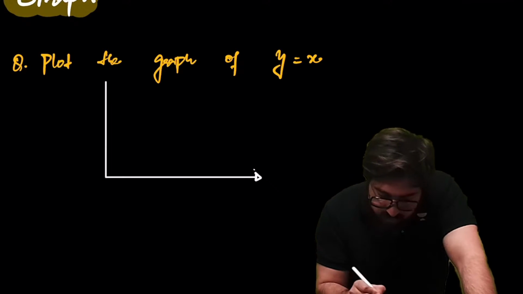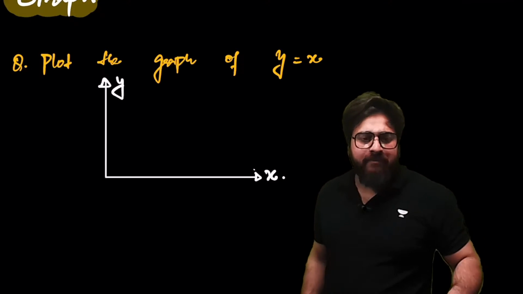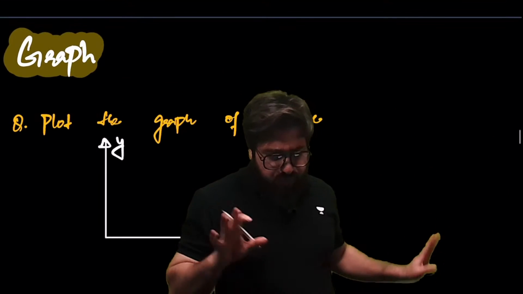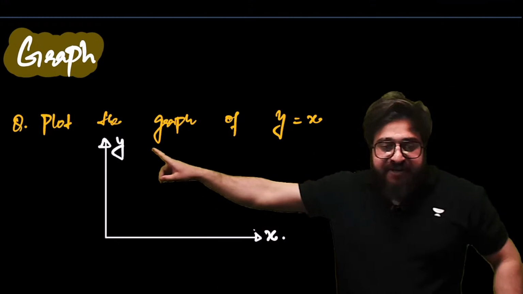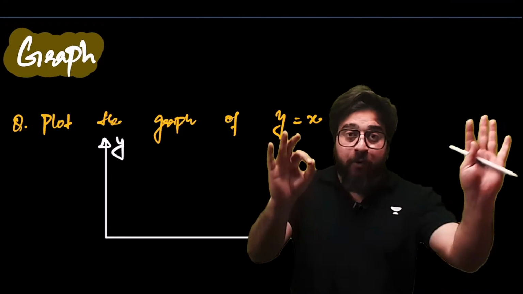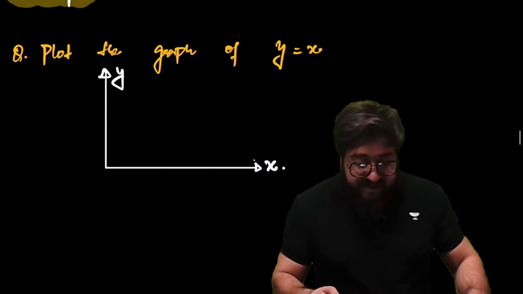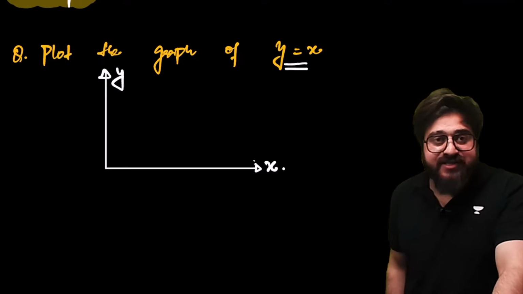One is what we call the x-axis, and this is the y-axis, and this is the x-axis. Okay? Simple graphs, normal graph. If I ask you to plot the graph between y versus x, now what is the formula? The equation is y is equal to x.